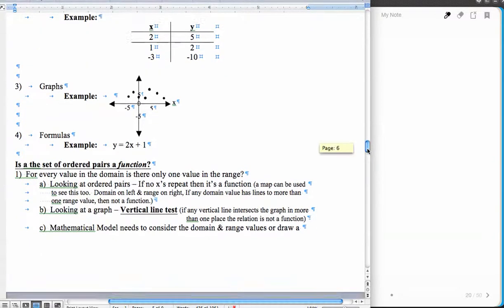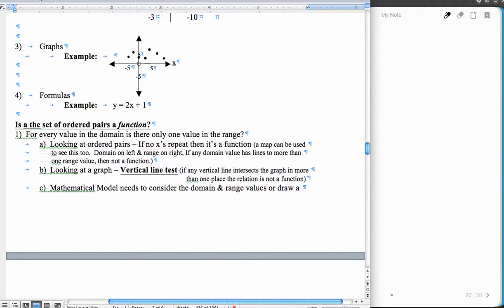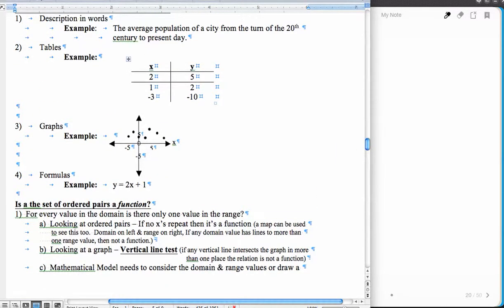Now, one of the things that we're interested in is whether a set of ordered pairs is actually a function, because remember, every set of ordered pairs is a relation, but only some relations are functions. So how can we tell? One of the ways to tell is that for every value in the domain, there is only one value in the range. In other words, for every x, there's only one y. So if we look at a set of ordered pairs and see there are no repeated x's, then we don't have to check any further. No repeated x's means it's a function. We can see that just by taking a look at the x's. There are no repeated x's here, so we know it's a function no matter what.